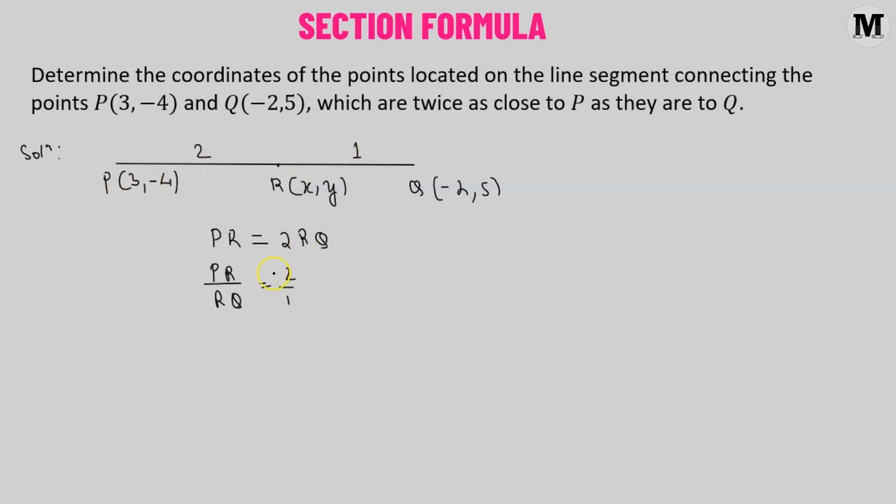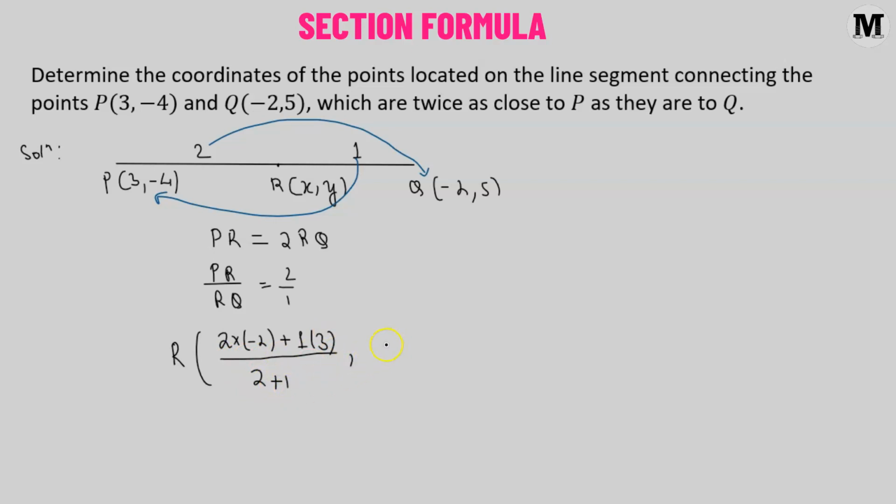With this information, we can easily find the coordinates of point R using the section formula. All we have to do is multiply 2 with Q and 1 with P. So to find the x coordinate, we take 2 and multiply it by the x coordinate of Q, that's -2, added to 1 times the x coordinate of P, that's 3, divided by the sum of the ratio, 2 plus 1.